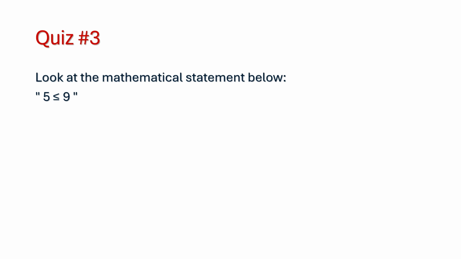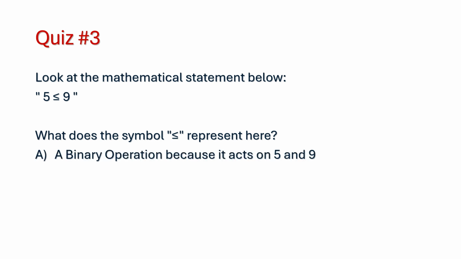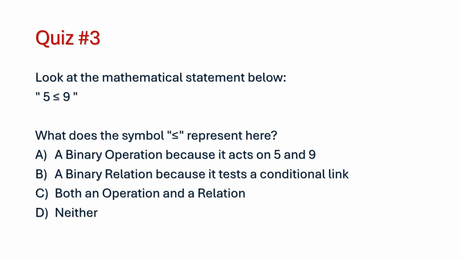5 less than or equal to 9. So what does this symbol represent here? Is it showing you a binary relation or is it giving you a binary operation? Certainly not an operation because it is not giving you a new output. But rather it is a binary relation because it tests a conditional link. So it can tell you whether it is a true or a false statement. It is not giving you a new output.